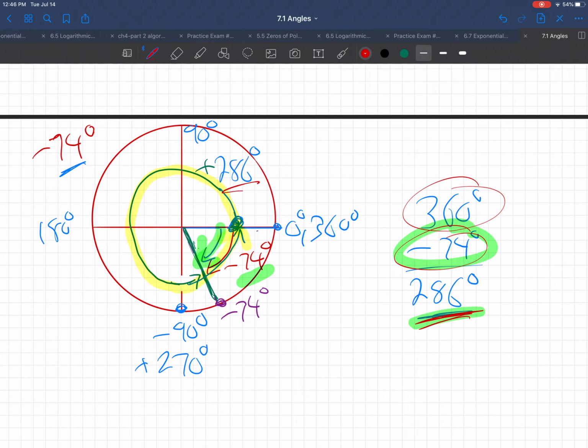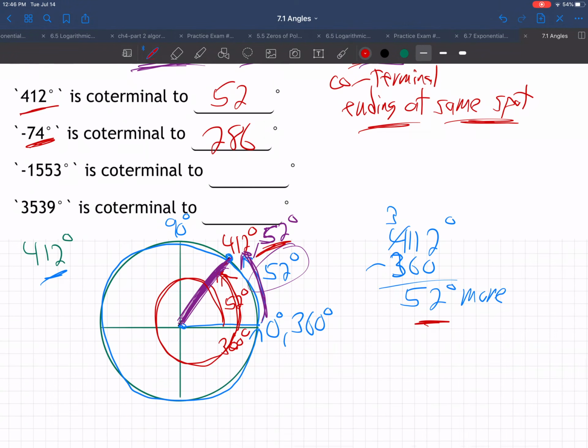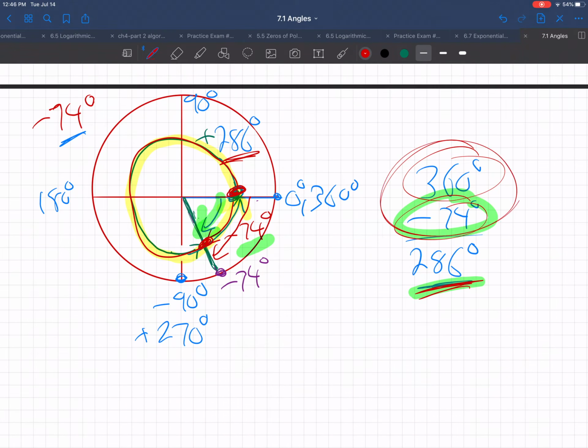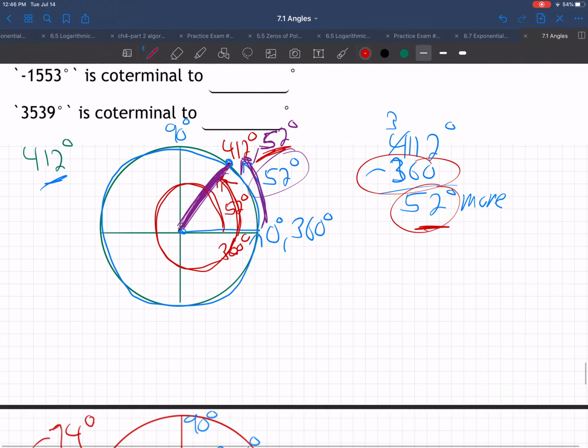Positive 286 goes from here all the way around to there because it's a full 360 back up 74, just like negative 74 just backs up 74. So you see how in these questions it's always about adding or subtracting 360s to make this easy, isn't it? So if you're at 412, you just subtract 360. If you're at negative 74, what did I do? I just subtracted that from 360. Let's keep going. That's the key.